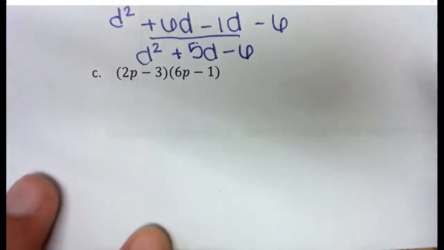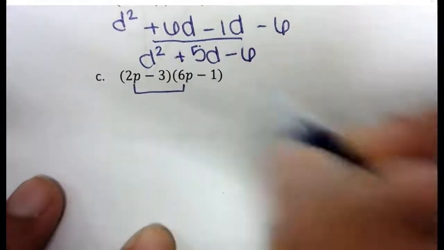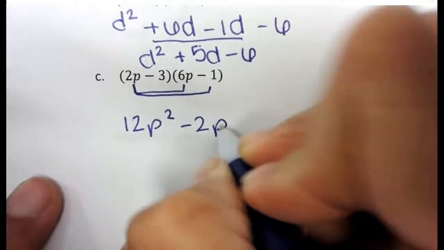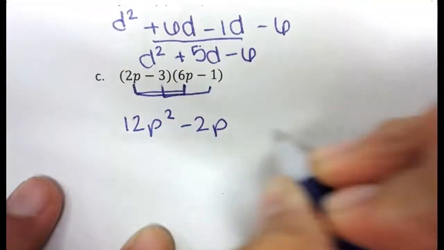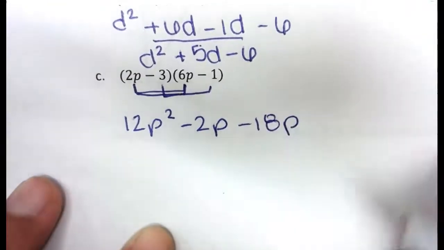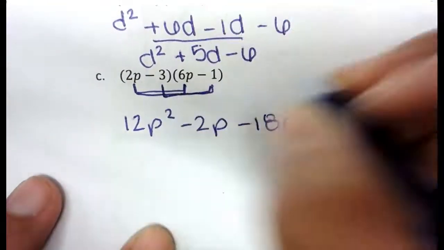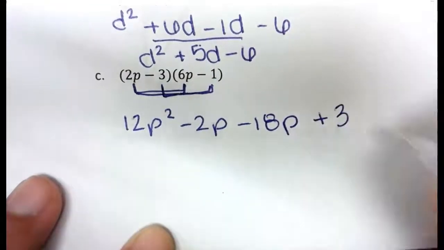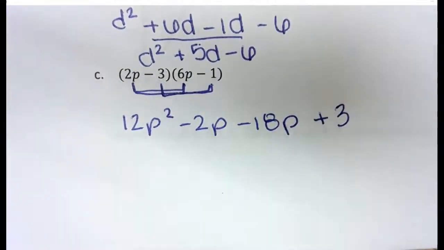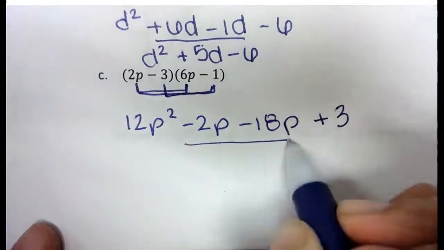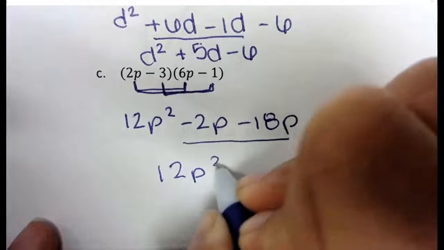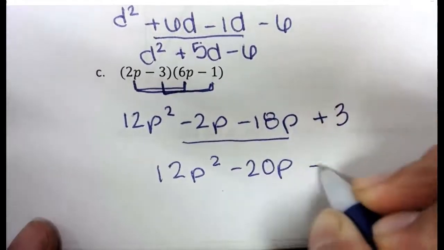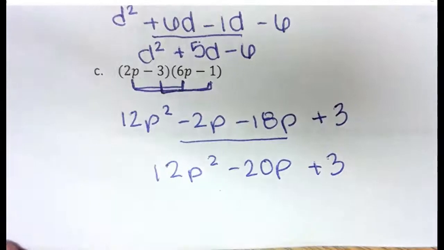And then in example C, once again, first, so you get 12p squared, outer, -2p, inner, -18p, and last, +3. Combine like terms in the middle. And there's your final answer.